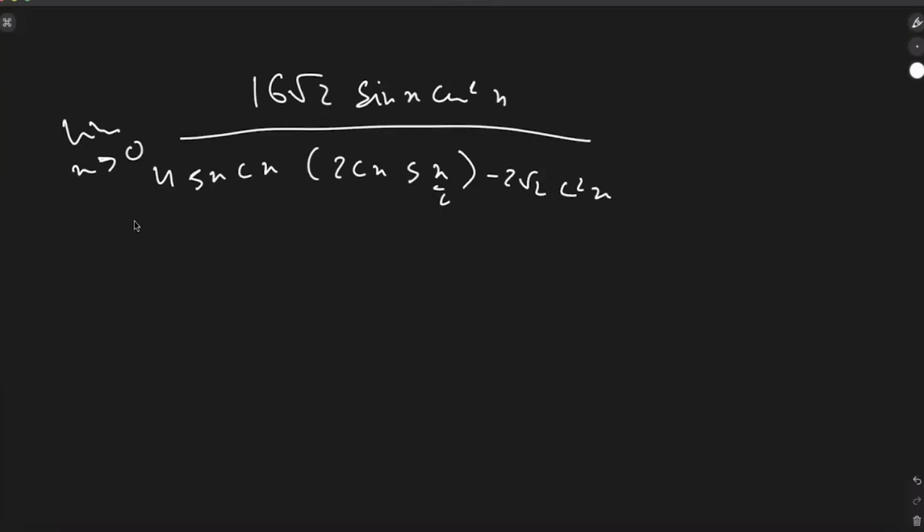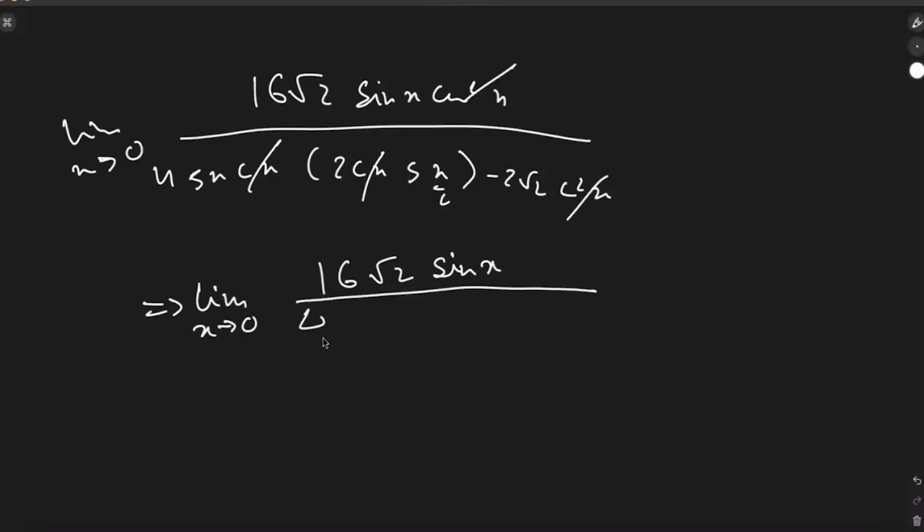Alright. So what can we do further? If you can see, I can just cut this cos square term out. Cos square, cos into cos square, and cos square. Okay. Now what am I left with? I'll write it clearly this time for you. I'm sorry for the diagram. 16 under root 2 sine x, whole divided by 4 sine x into sine x upon 2 minus 2 under root 2.